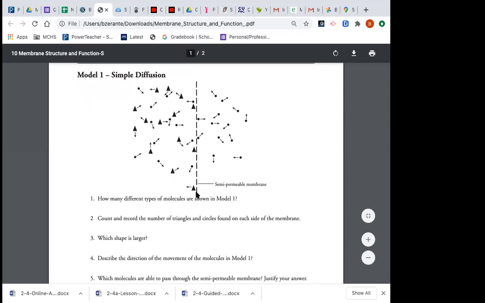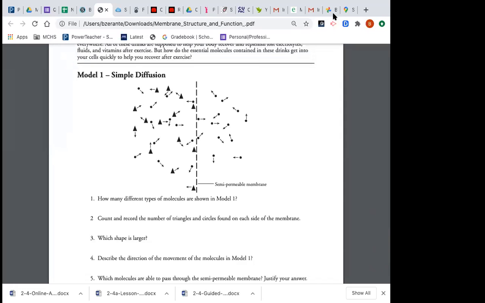Okay? We're going to go through model 1 together. So please make sure you're filling this out as we go. So if I look at model 1, how many different types of molecules are shown in the model? And I want you to type your answer into chat. How many different types of molecules? Another way to ask this question would be, how many different shapes do you see? Okay? 10 seconds. Make sure you're sending your answer.